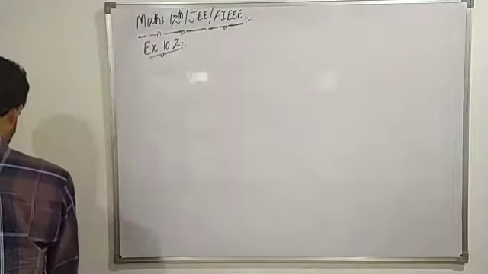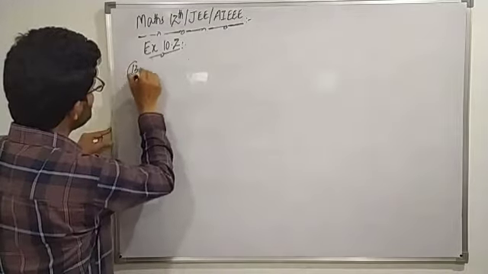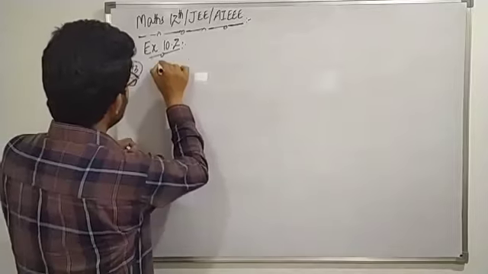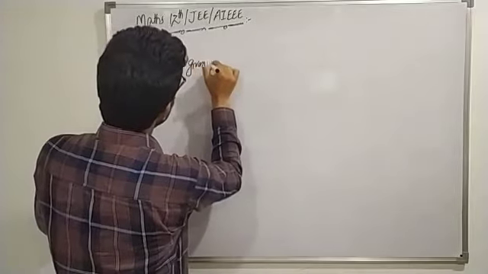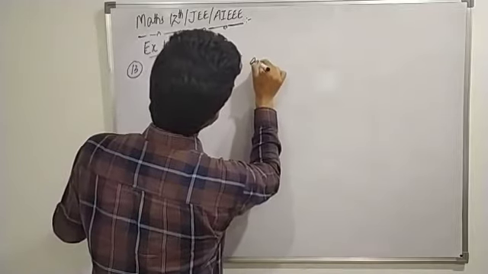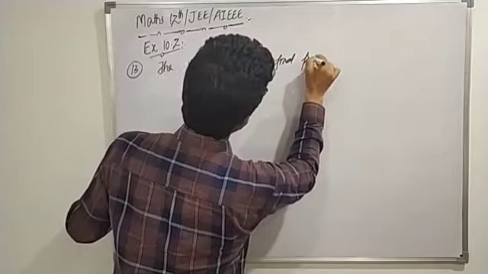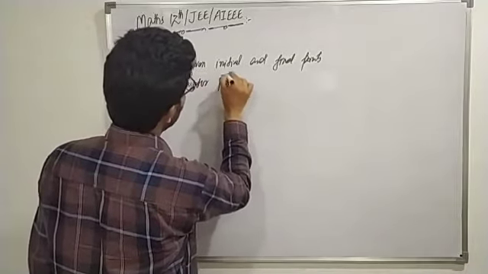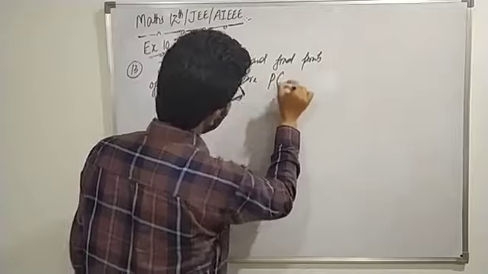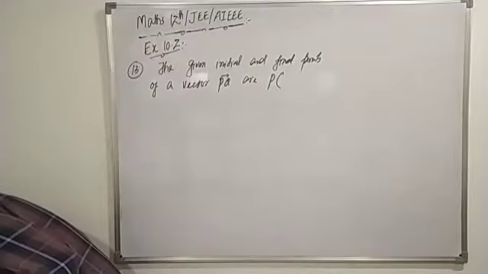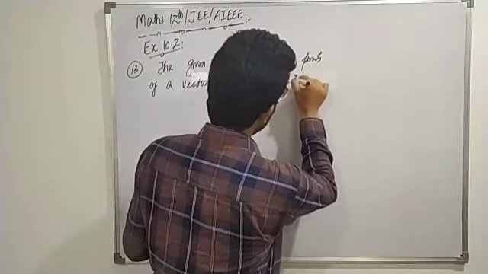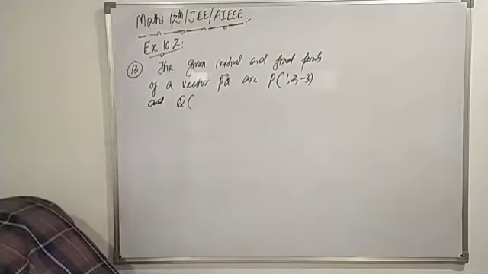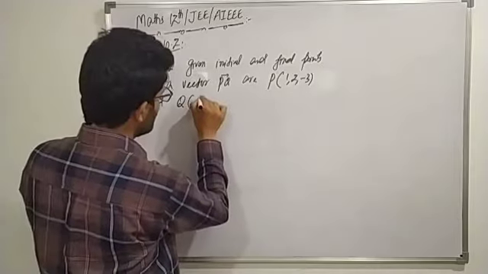So in question number 13, the given initial and final points of a vector PQ are P of 1, 2, minus 3 and Q of minus 1, minus 2, 1.